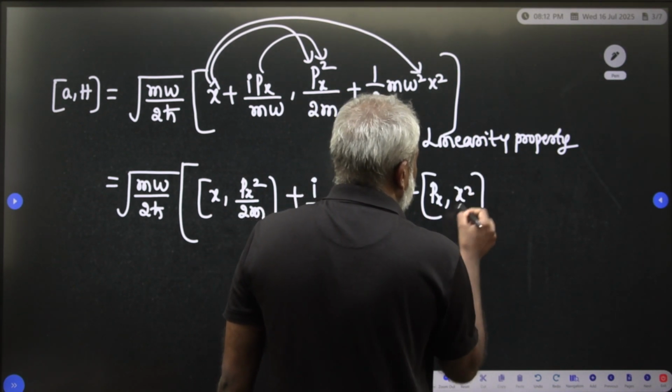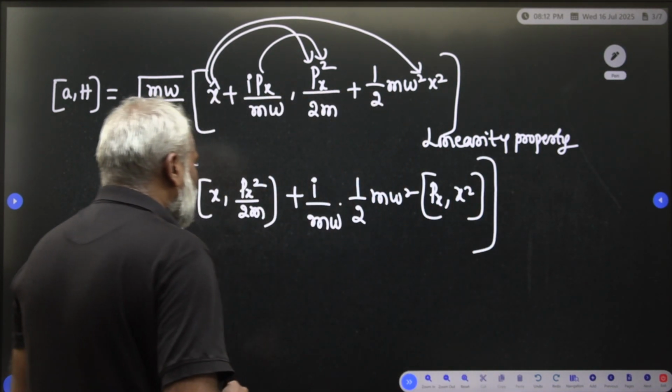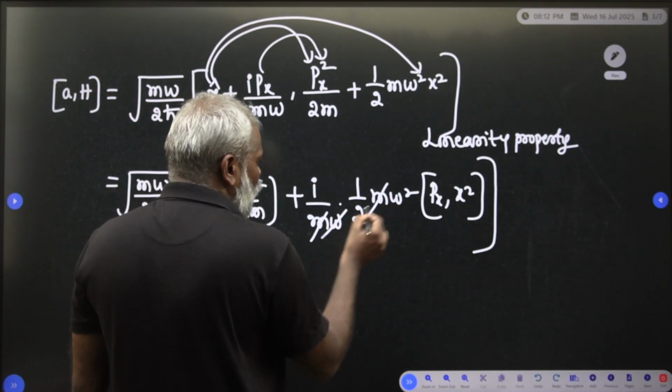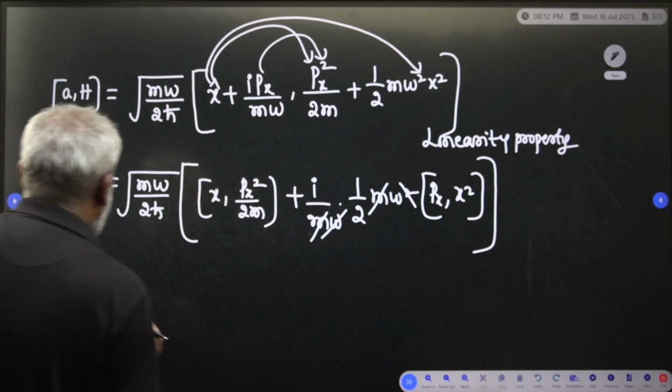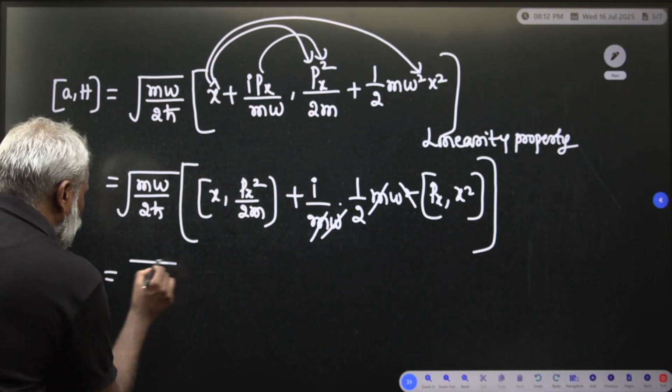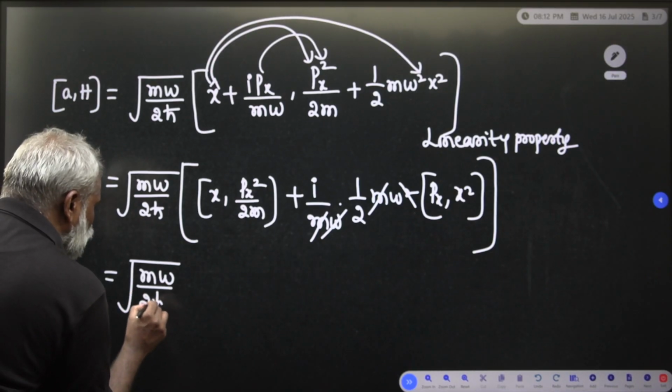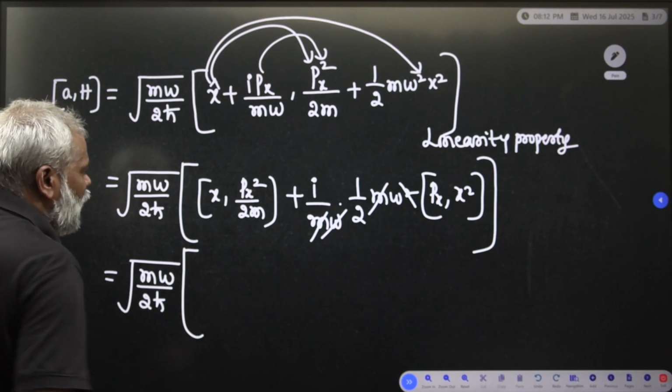Px comma x square we have to take. This is the value you are going to write. The m gets cancelled, the omega gets cancelled. Therefore what are we going to write? It is the square root of m omega divided by 2h cut, the entire bracket.